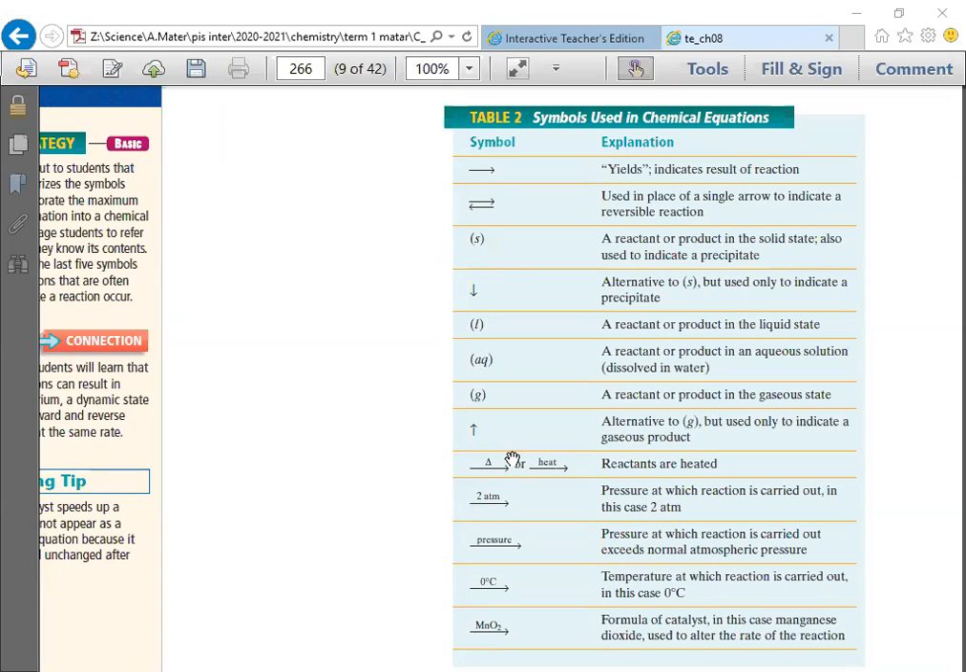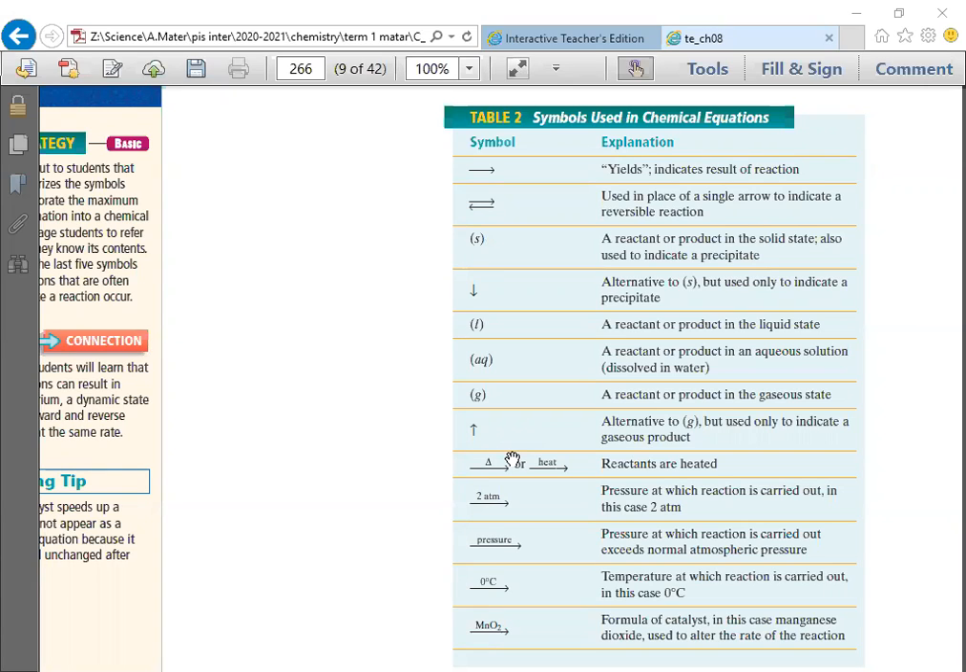Arrow and 2 atm. ATM means atmospheric pressure. So 2 atm means this reaction will not happen except at a certain atmospheric pressure. But if we just write pressure above the arrow, it means this reaction requires a pressure different from the normal atmospheric pressure, but not a specific pressure. While an arrow with a degree Celsius above it means this reaction must happen at a certain temperature. Any temperature more or less than that will not make the reaction work properly.